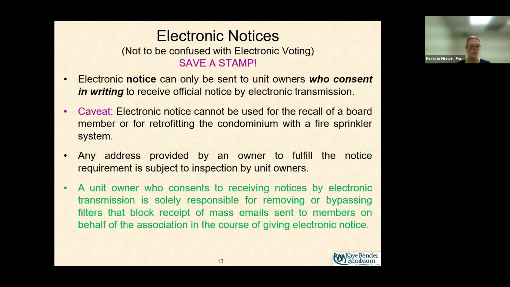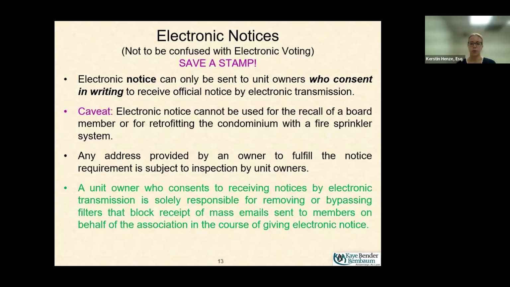Okay, electronic notices, not to be confused with electronic voting, which I'll talk about later on in the course. Electronic notices, as I've described, can only be sent to owners who have consented in writing to receiving official notices by electronic transmission. So you need to have an owner consent in writing. Otherwise, your official notices have to be sent by mail or hand delivered. And then you can, as a courtesy, email it to them.